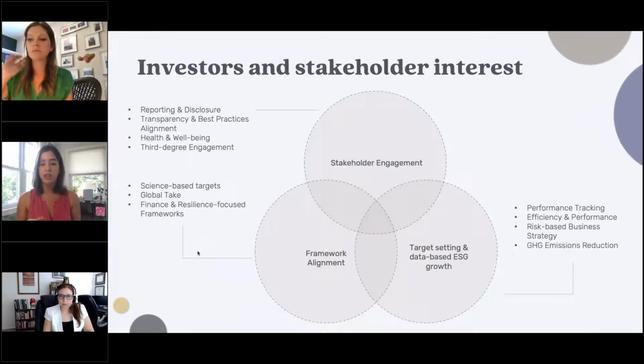Risk-based business strategy. So again, going back to making sure that you are prepared for risks, that you recognize what those can be, and that there is a very strong focus to be risk prepared for everything that your business is planning on doing short-term and long-term. And lastly, greenhouse gas emissions reduction.